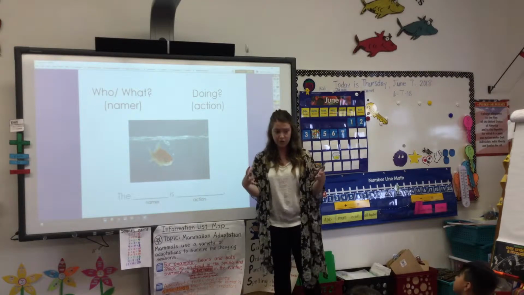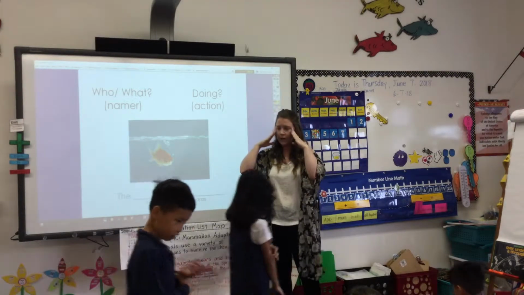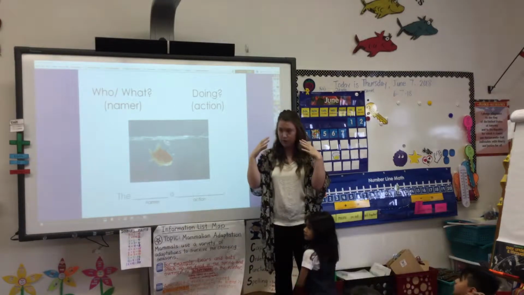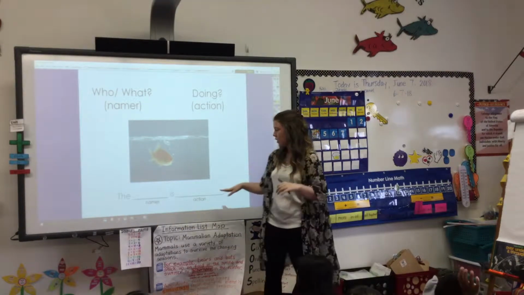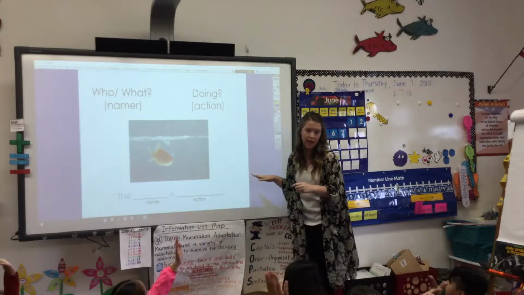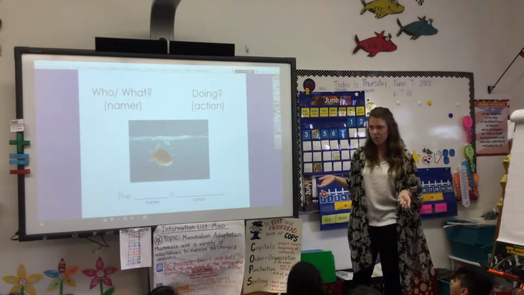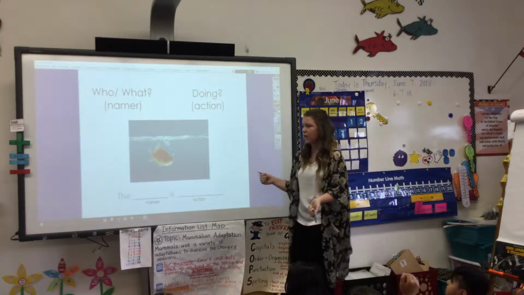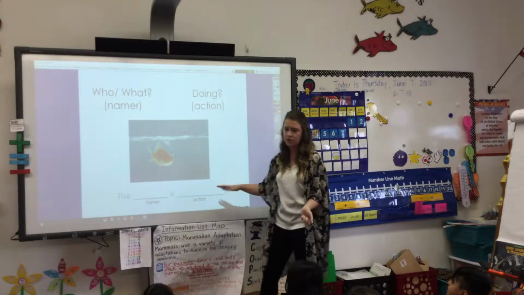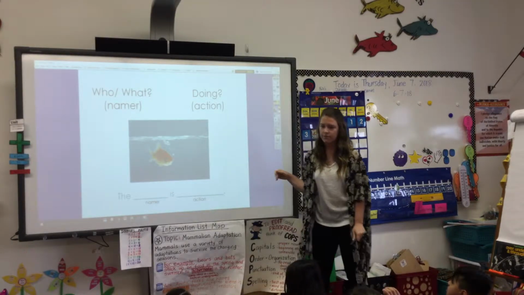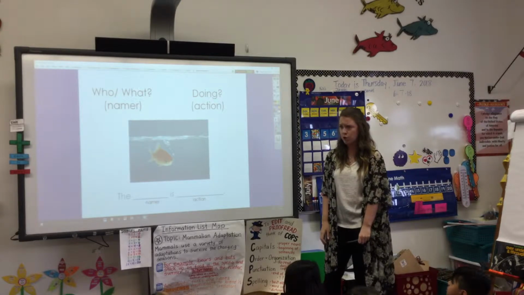He didn't just say a fish, he said a goldfish, because that's already helping me make mental images in my mind of your sentence. What's the action that this fish is doing, Callie? Swimming. The fish is swimming, right? Can anyone put that and tell me the whole simple sentence, Giselle? The goldfish is swimming.